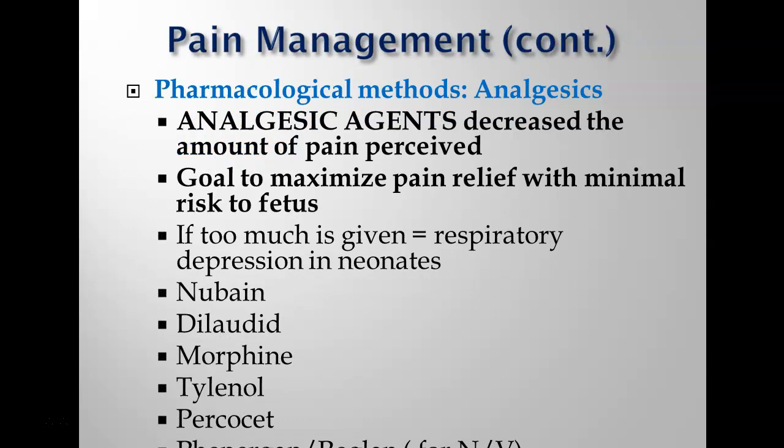An analgesic agent will decrease the amount of pain that's perceived. The goal is to maximize pain relief with minimal risk to the fetus. So remember, if you give too much of these analgesics, it can cause respiratory depression in the neonate when they're first born. Those medications would be like Nubain, Dilaudid, morphine, Tylenol, Percocet, and then even some Phenergan or Reglan can be given for nausea or vomiting.